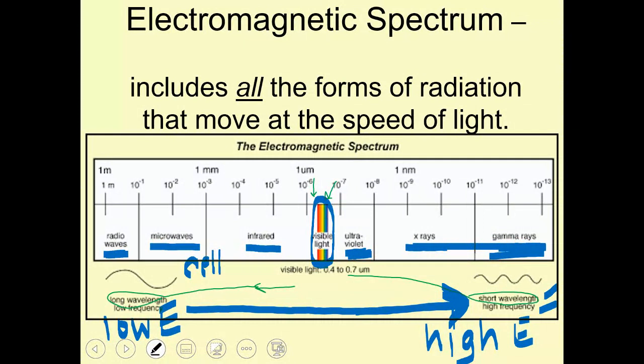But all of these forms of radiation move at the speed of light. So we can use the same equation to do calculations for all of them. We're going to use that in a minute.